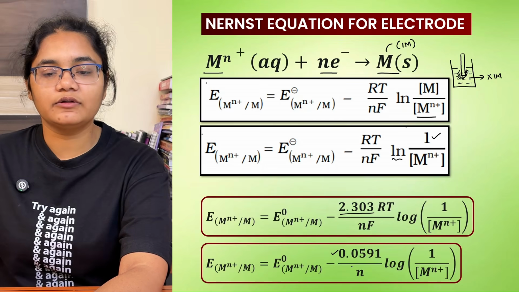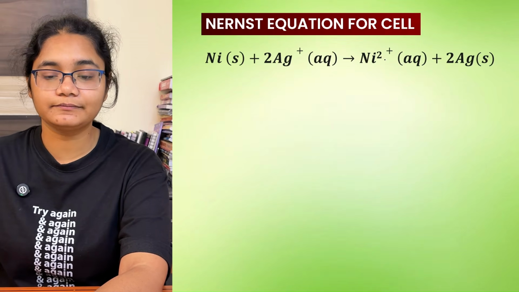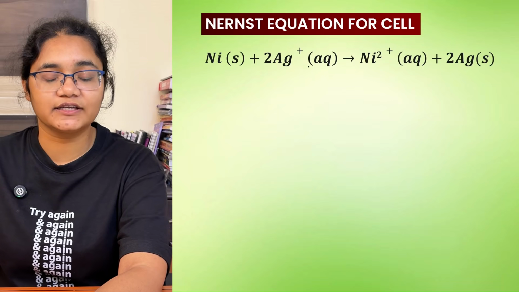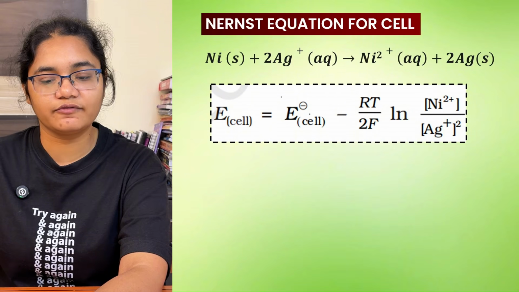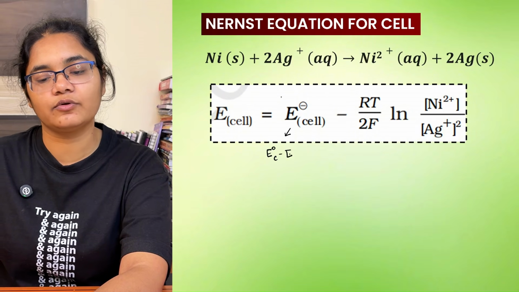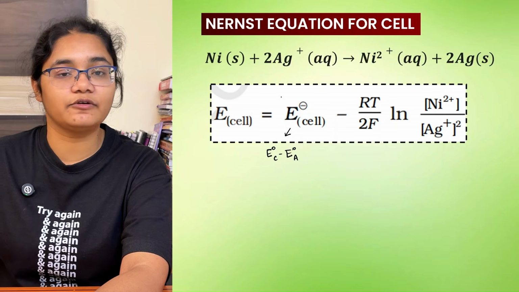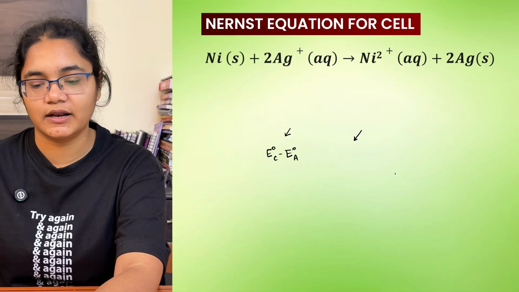Now the Nernst equation can be used for the cell also. Suppose I have this particular cell. Then what will be its Nernst equation? E of the cell is equal to E naught of the cell, where E naught of the cell is E naught of cathode minus E naught of anode, minus RT by 2F. Here n is 2. One more thing I want to mention.